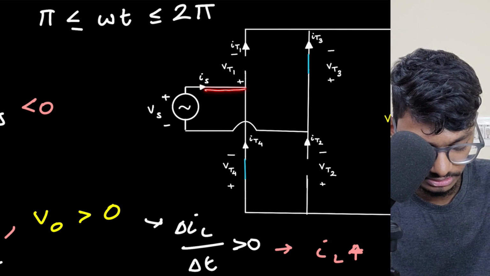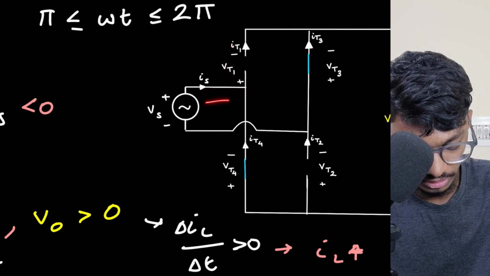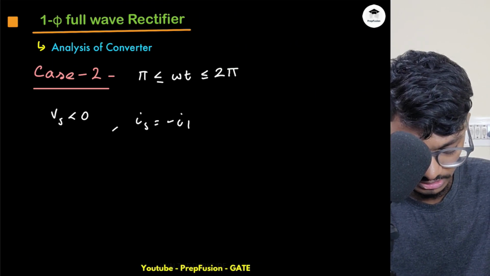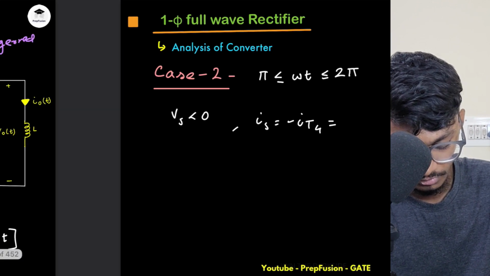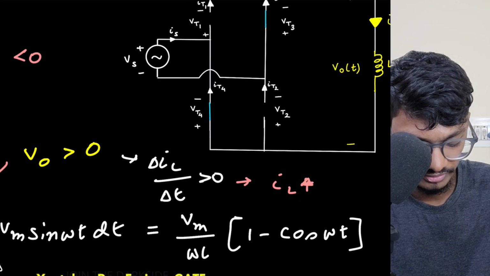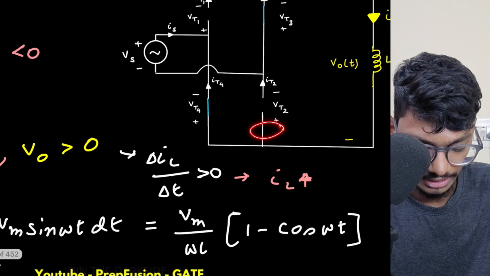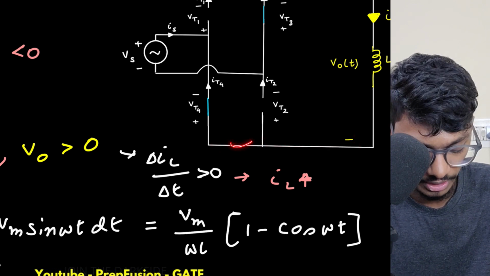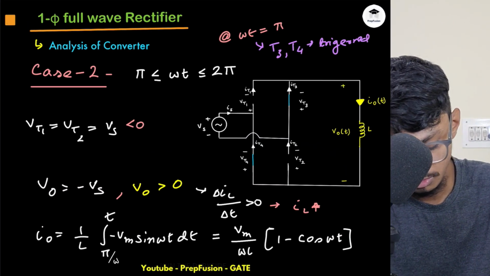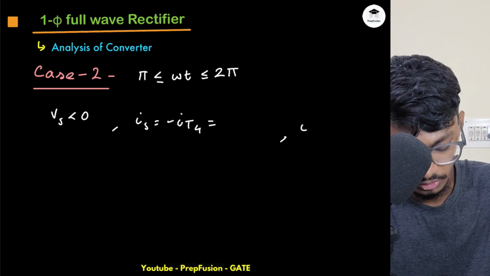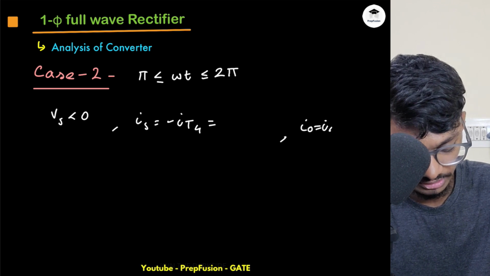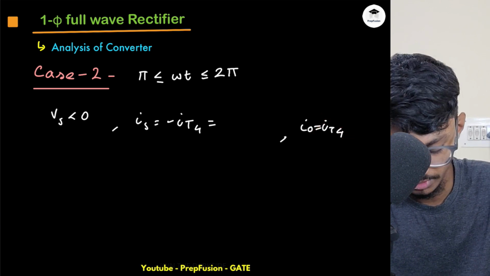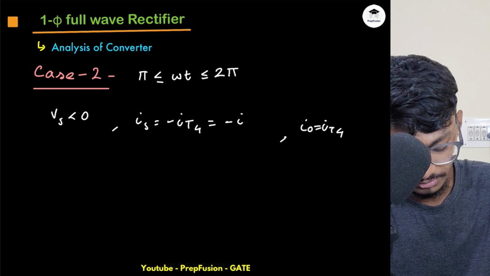What is Is? So here, IT1 is 0. So Is is equals to minus IT4. And here, what is the value here? So here, IT2 is 0 and IT4 is coming like this, and IO is coming. So incoming should be equals to outgoing. So IT4 is this and IO is this. So IO is equals to IT4. So I will just replace IT4 here with respect to IO. So this will be minus of IO.